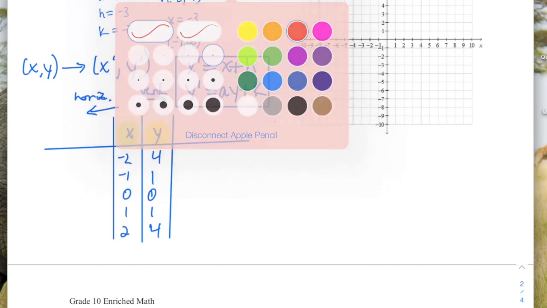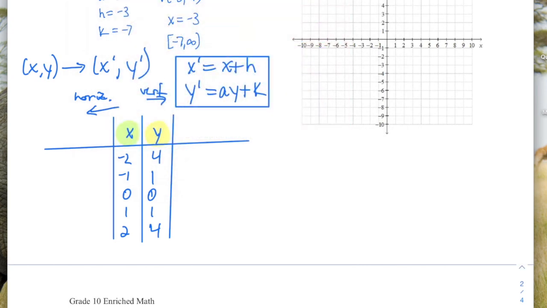So in order to get my x prime values, I need to take my x values and I need to subtract 3 because that's what h is. So I'm going to subtract 3 from all these values. And I'm going to do a similar thing on the other side, but I'm actually going to do it in 2 columns.